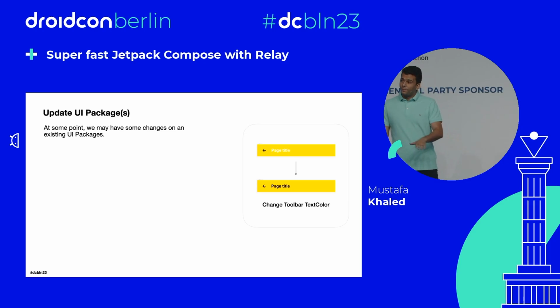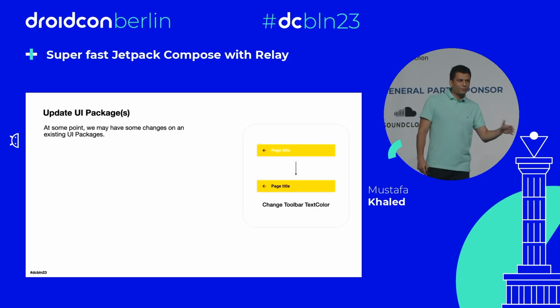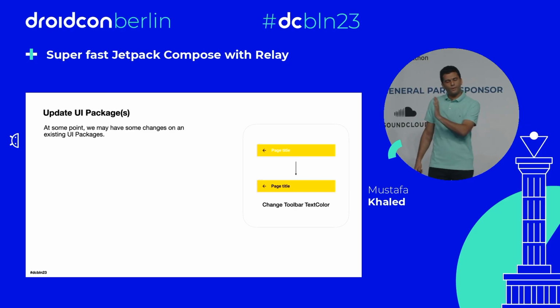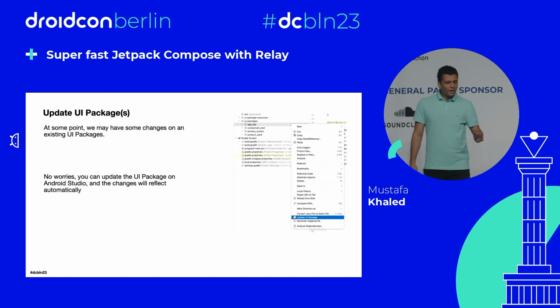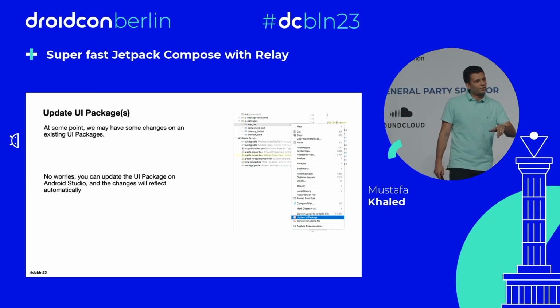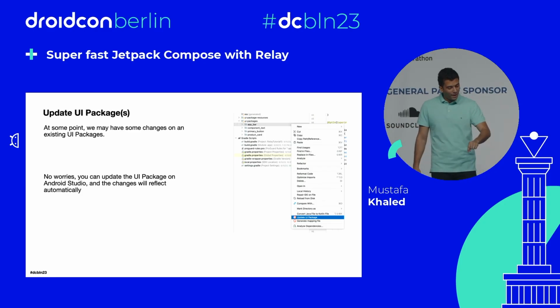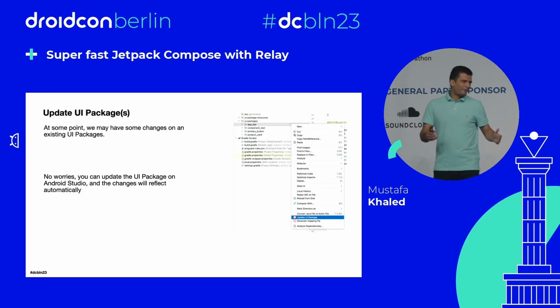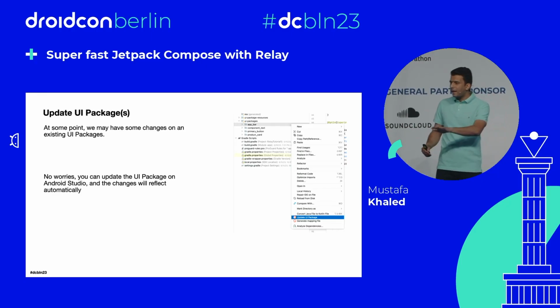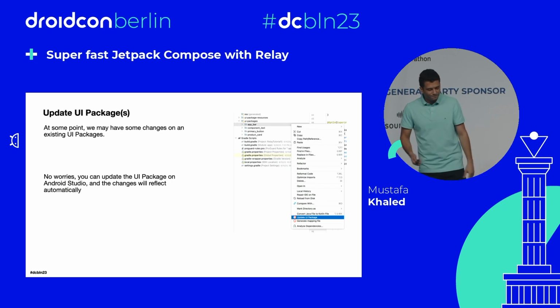So instead of creating a new ticket for that, if everything is done in the Figma design, what you have to do is right-click on the UI package you have in Android Studio, and you have two options. The first option is update UI package, or you can click on update all UI packages, but this is not efficient if you only have changes in a few components. If you have a specific UI package, right-click on this package, and it will update.